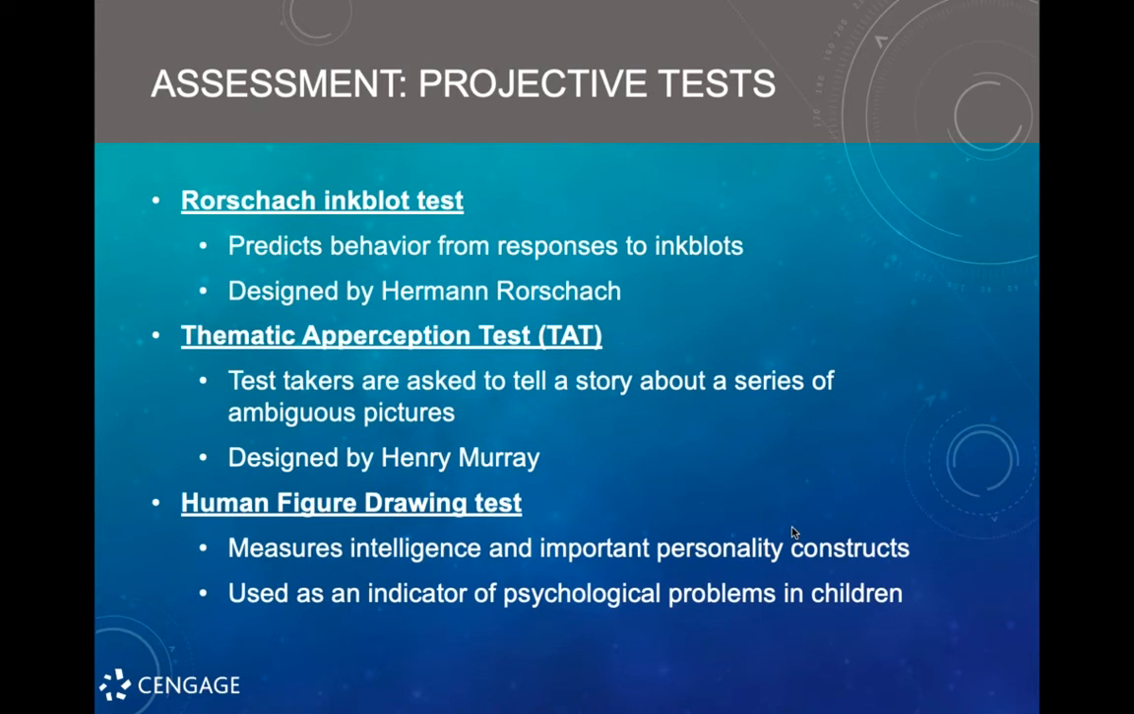So, how many of you have heard of Rorschach ink blot tests? These are those tests that look like bat ink structures on paper, on index cards, and these predict behavior from responses on ink blots. They were designed by Hermann Rorschach. The thematic apperception test is a test where you look at a series of ambiguous pictures and you tell a story. And then the human figure drawing test is where you draw stuff, and it measures intelligence and personality constructs and things like that.